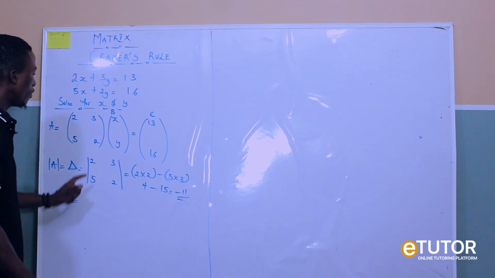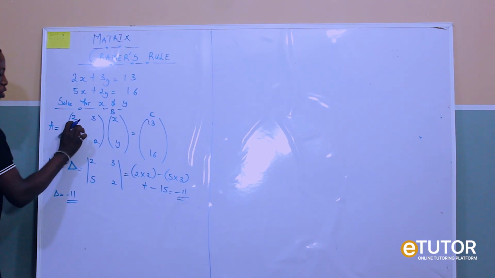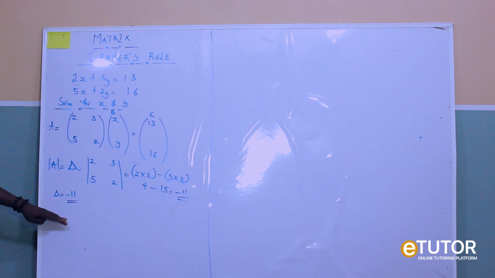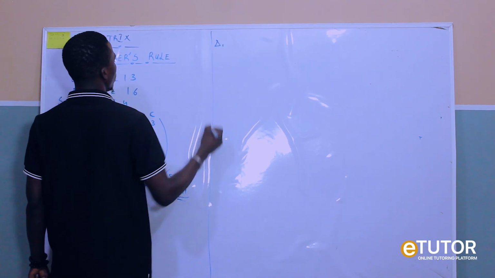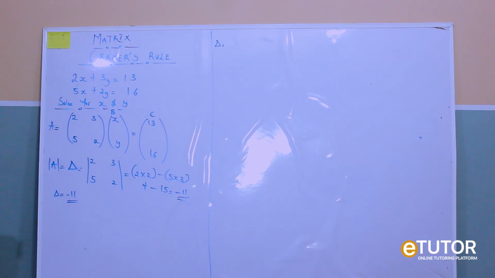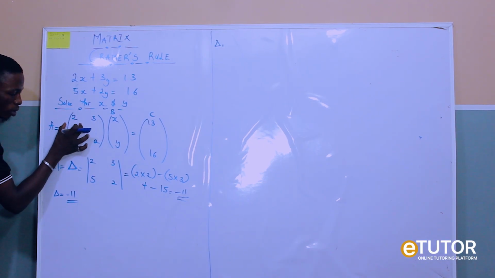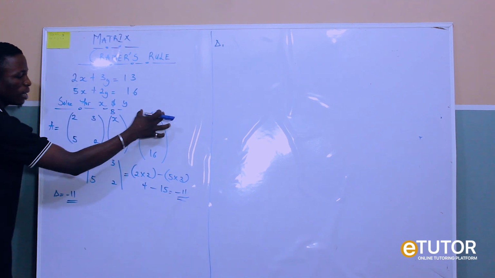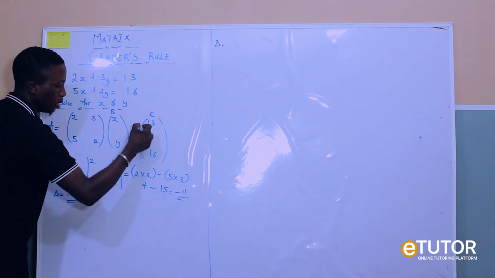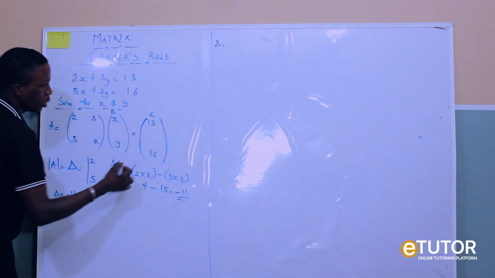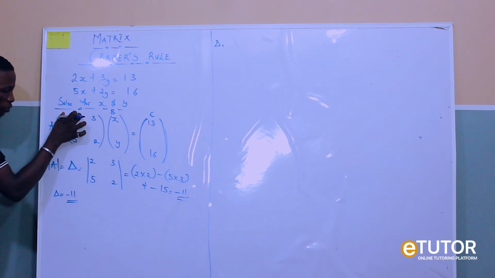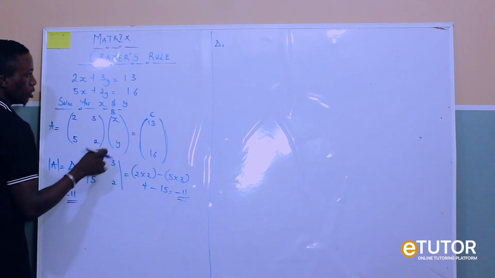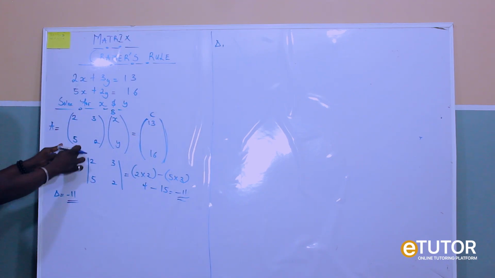Now, we have found the determinant. Remember, the first step is to convert it to a matrix. Next step, solve the determinant of the matrix. Now, the next step is to find delta 1. Now, what is delta 1? Delta 1 is simply you replacing the first column of this matrix with the matrix C. This is the matrix C. So delta 1 is simply you finding the determinant of the matrix after you've replaced the first column with this. So we are going to replace this column here with this.